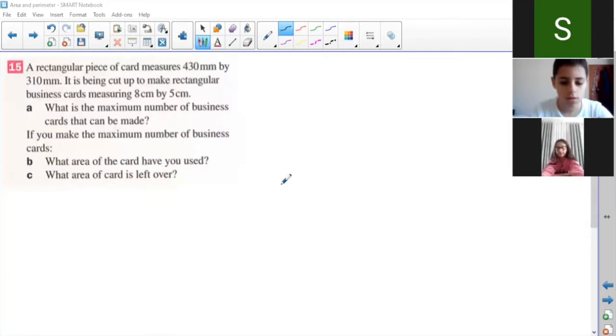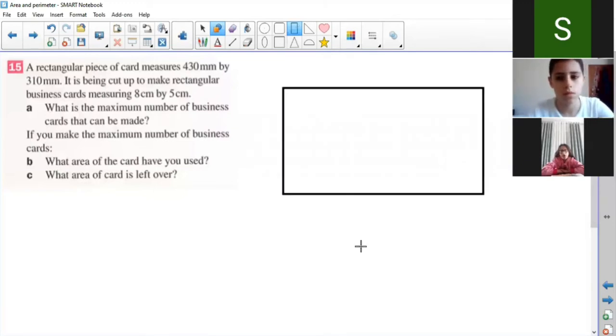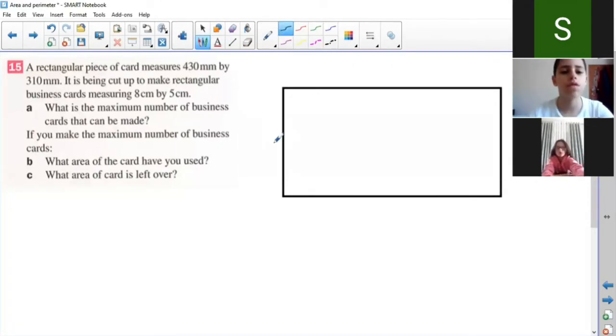Okay, so what is given? We have a piece of rectangular card, and the dimensions are given in millimeters. Can we convert them to centimeters? Yes, teacher, we can convert them into centimeters. Okay, so what are the dimensions in centimeters? 31 centimeters and 43 centimeters.